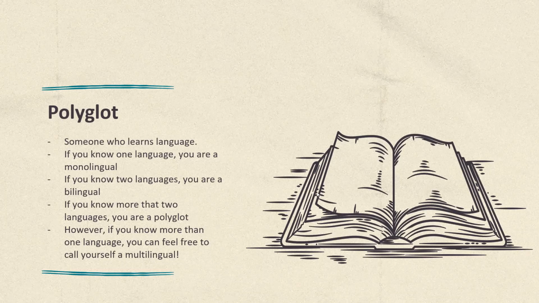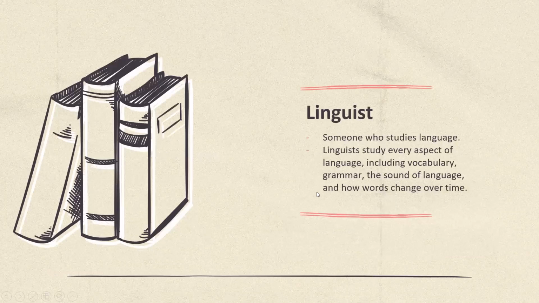Okay, right now who's a linguist? A linguist is someone who studies language, not learns. No, he studies. Linguists study every aspect of language, including vocabulary, grammar, the sound of language, and how words change over time. We call this historical linguistics: how the whole language changes over time.